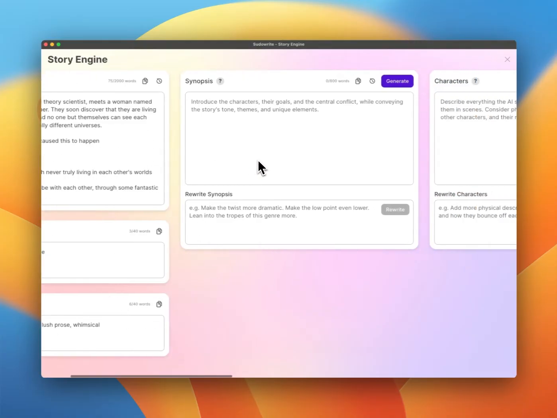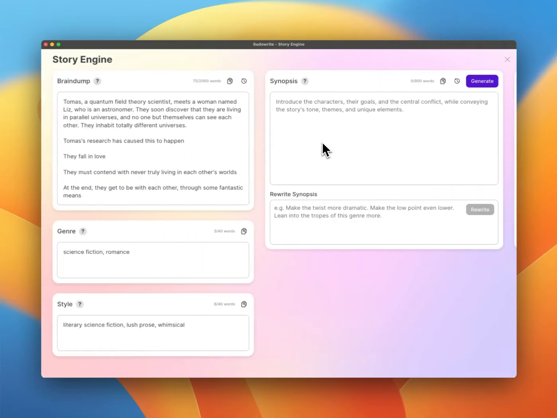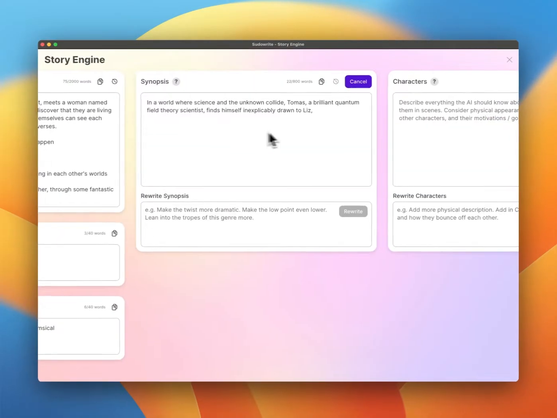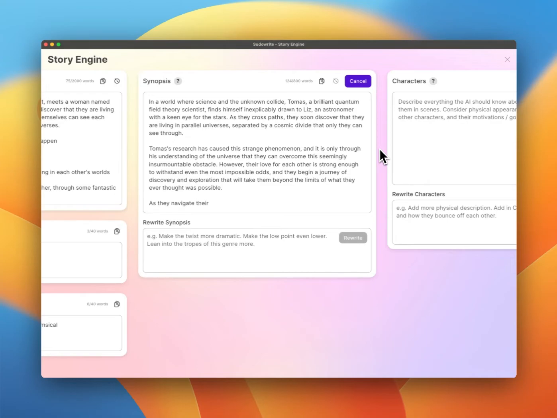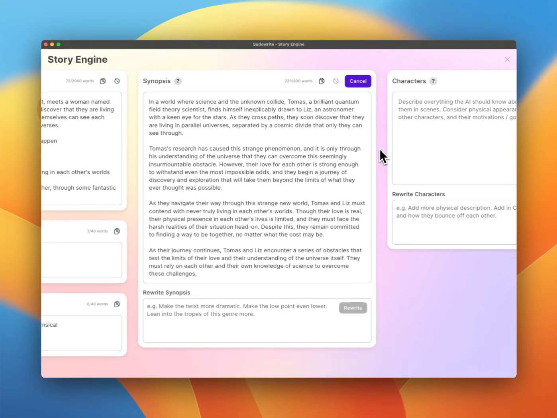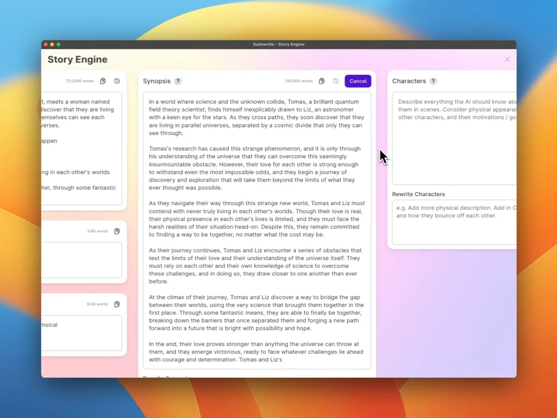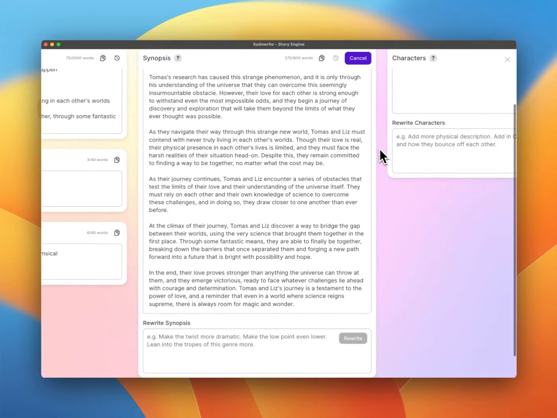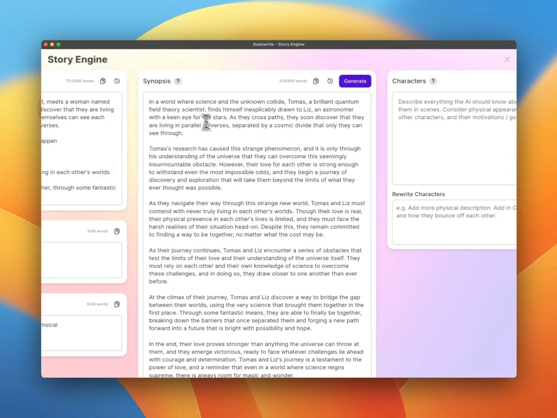So let's move on. Synopsis. So here's where the magic starts. You can generate a synopsis based on the brain dump. So let's click. So now the AI is looking at these three boxes and putting it into a format that is more amenable to a synopsis. So let's see what we have.